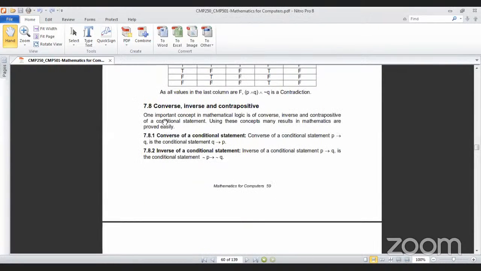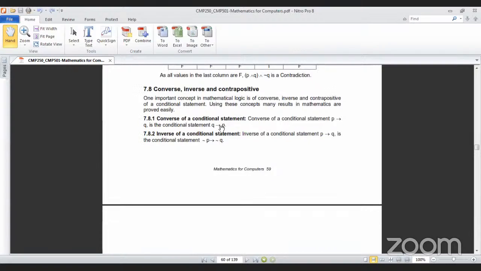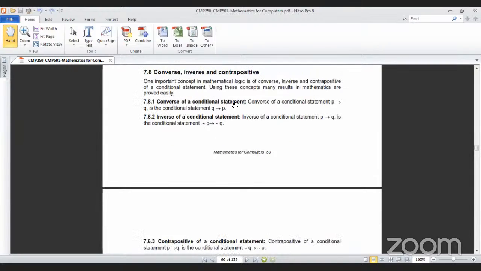Now after that, converse, inverse, contrapositive. Converse of a conditional statement: originally our statement is in the form P implies Q. Now converse means Q implies P. Converse is the opposite. Inverse means negation comes into it.